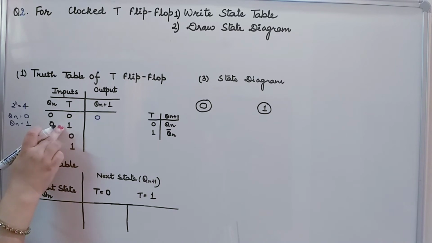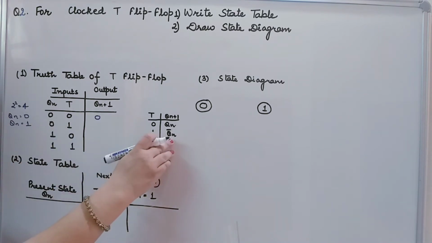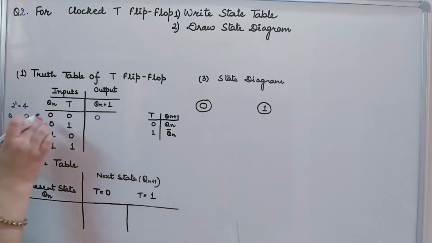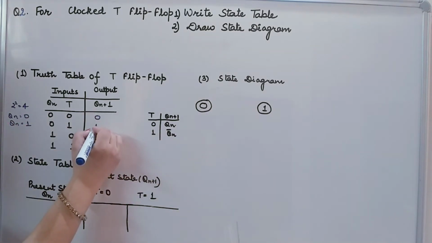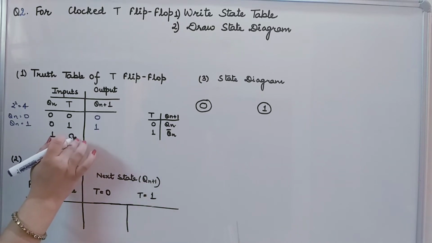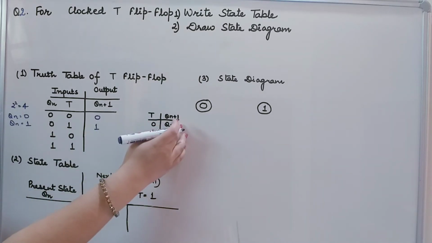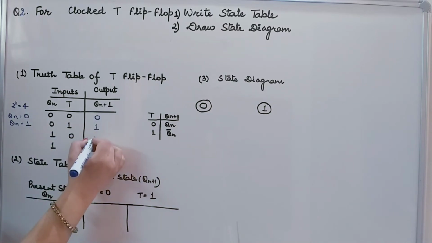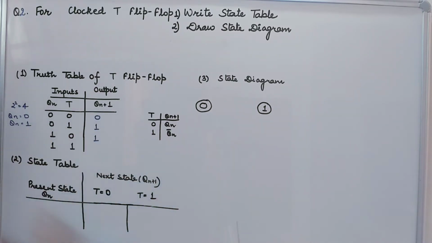T is equal to 1. So what is the next state? It toggles. It means it is the complement of the present state, which means it is equal to 1, because my present state is 0. So what is 0 bar? That is the complement of 0. It is equal to 1 here. Now T is again equal to 0, which means the next state is the same as the present state. T equal to 1, which means the next state toggles. It is the complement of the present state. So this is equal to 0. This is the truth table of the flip-flop.